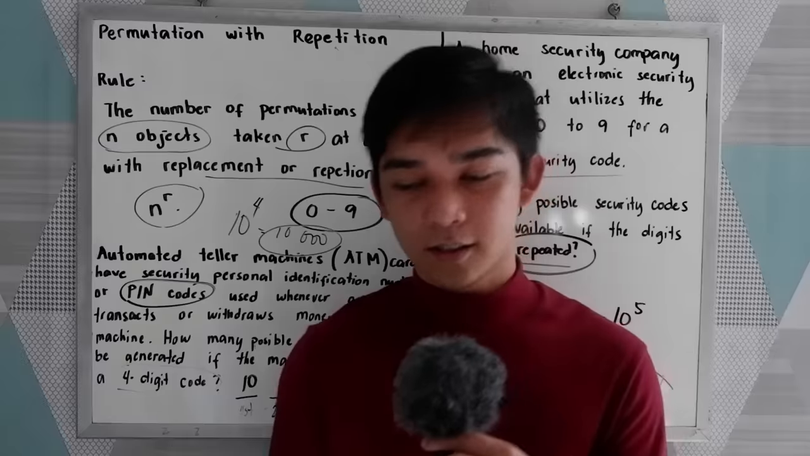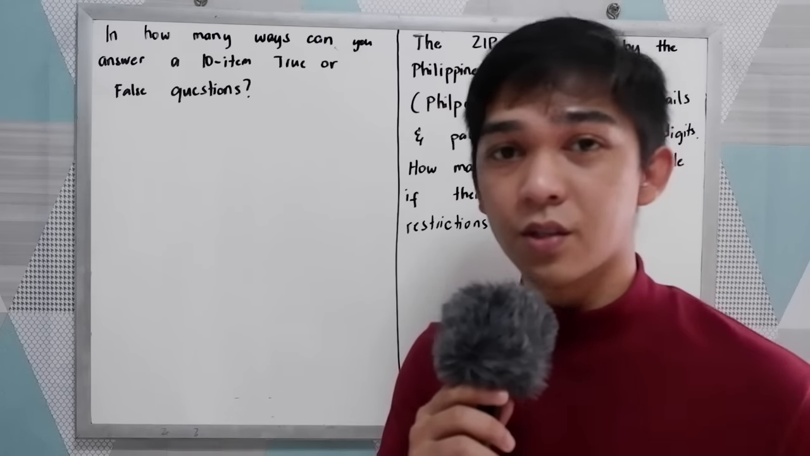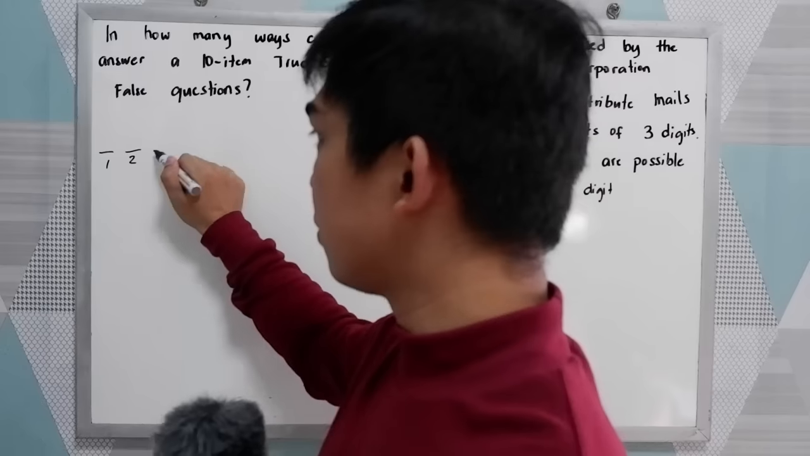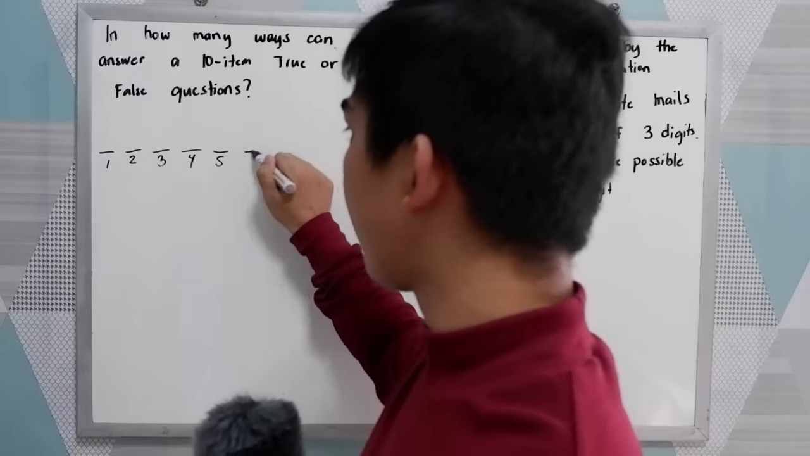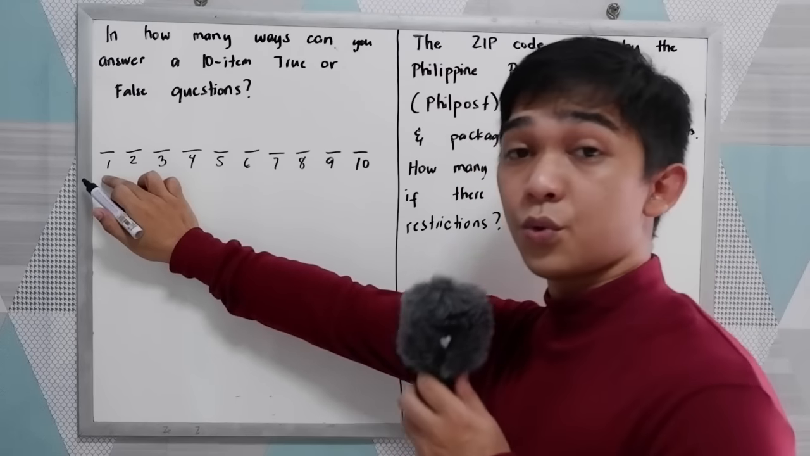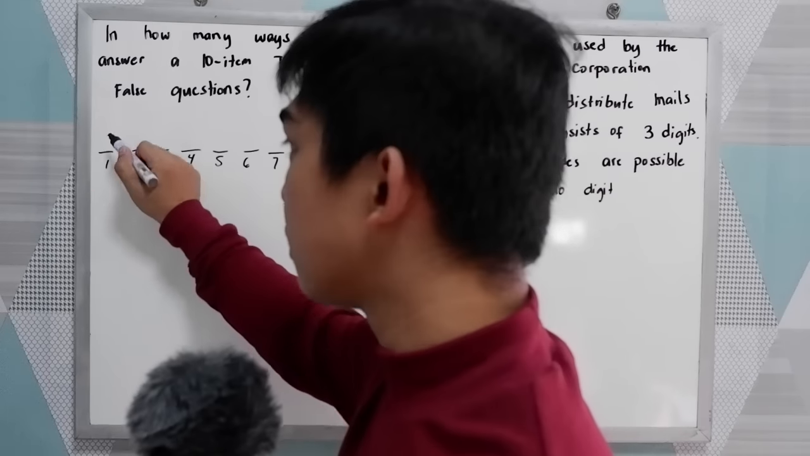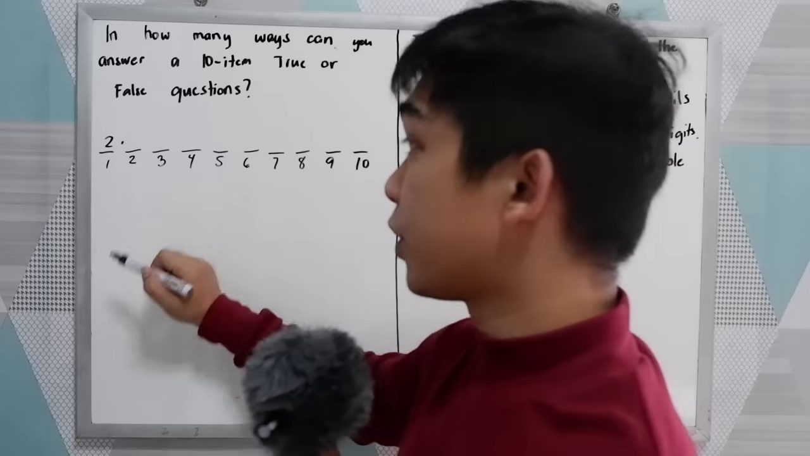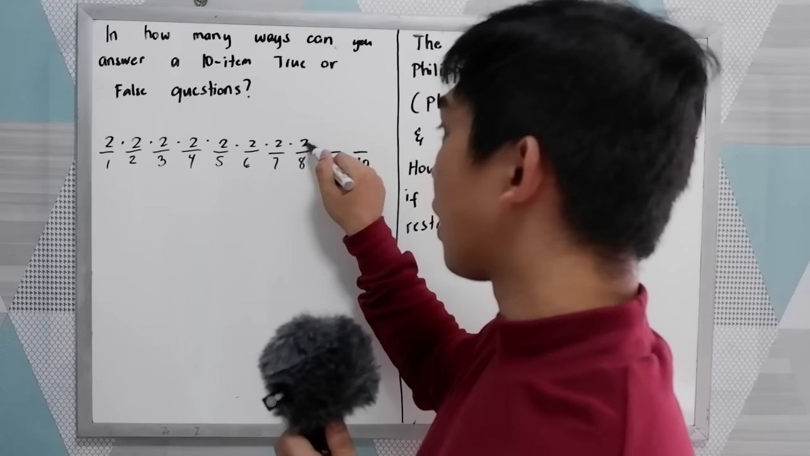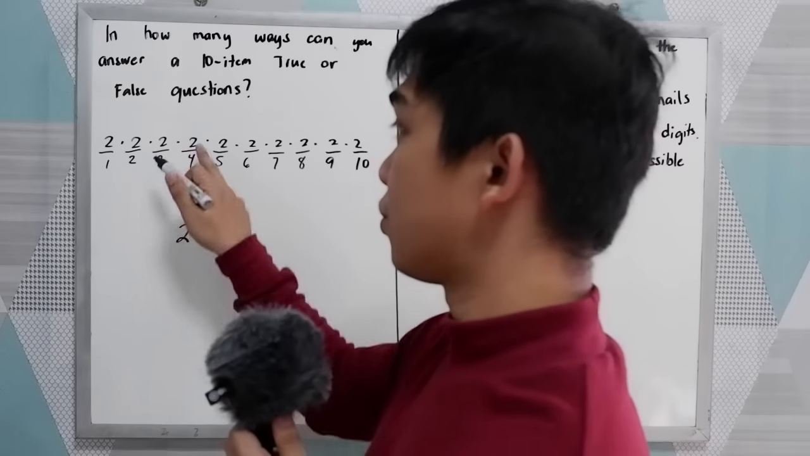Let's have another example. Our third example. In how many ways can you answer a 10-item true or false questions? So we have, let's say, question number one, question number two, question number three, question number four, number five, number six, number seven, eight, nine, and ten. Now in question number one, it is a true or false, so the answer can be true or false. So there are two options for number one. So we have two. And also in number two, two options, times two. Number three, true or false, another two, times two times two times two times two times two times two times two. Or following our rule, that is 2 raised to 10.